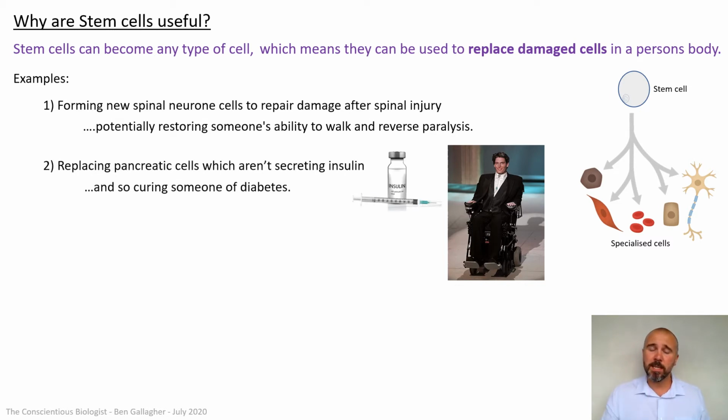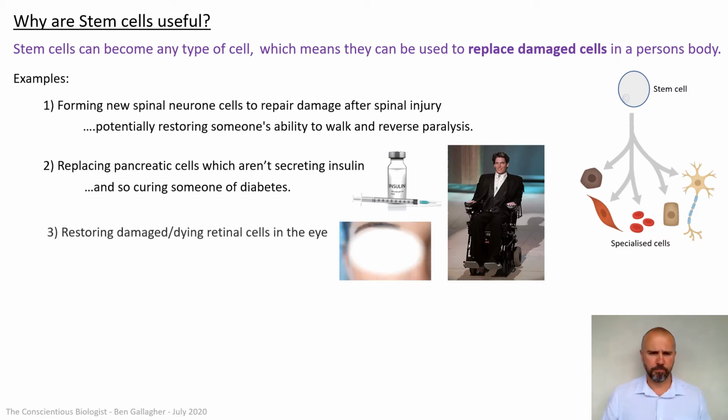This is a great one, replacing pancreatic cells which aren't secreting insulin. So if you've got someone who's diabetic, type A diabetic, so their beta cells in their islets of Langerhans in their pancreas don't function properly to make proper functional insulin. They still make insulin, remember what we've talked about with proteins, but they make the wrong shaped protein, so it doesn't function as insulin. But if you can put stem cells into their pancreas that will become beta cells that could make insulin, you could effectively cure diabetes.